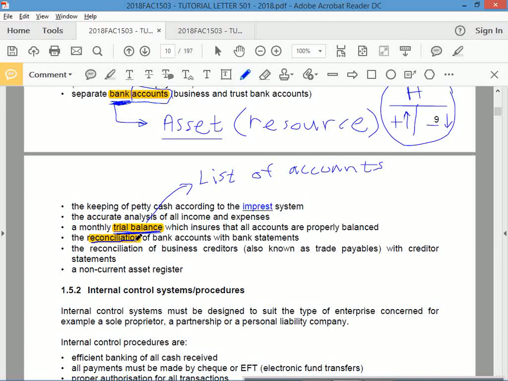A reconciliation is a process of checking. The bank recon is something that you need to do. We'll look at that later on. We need to check. Checking.